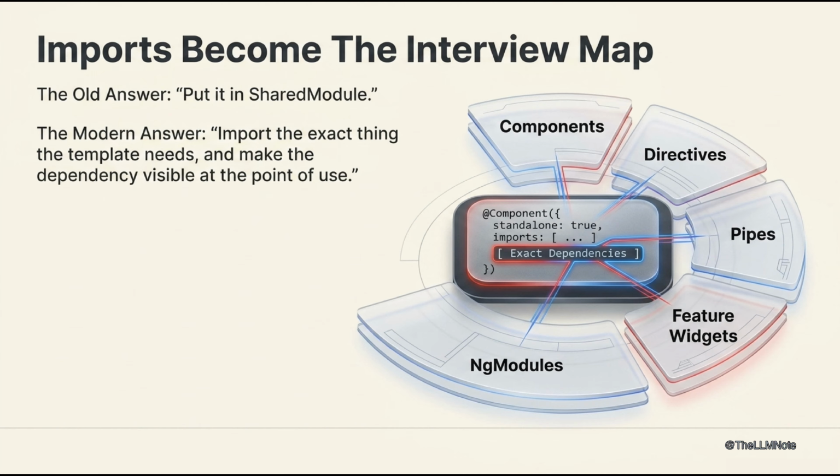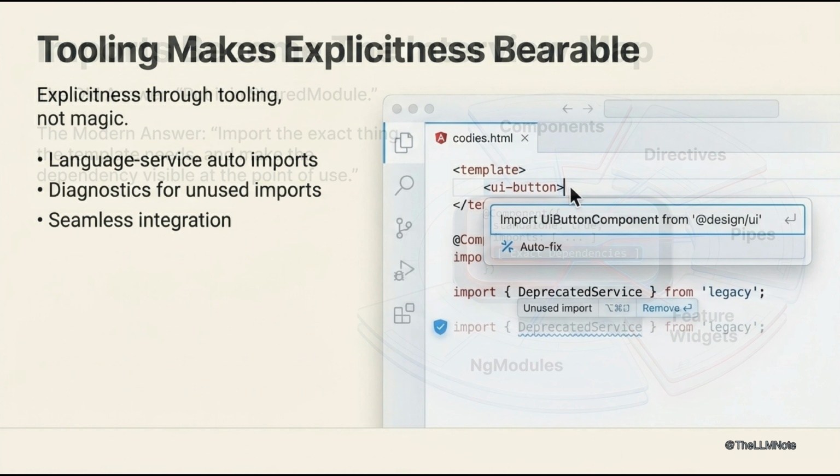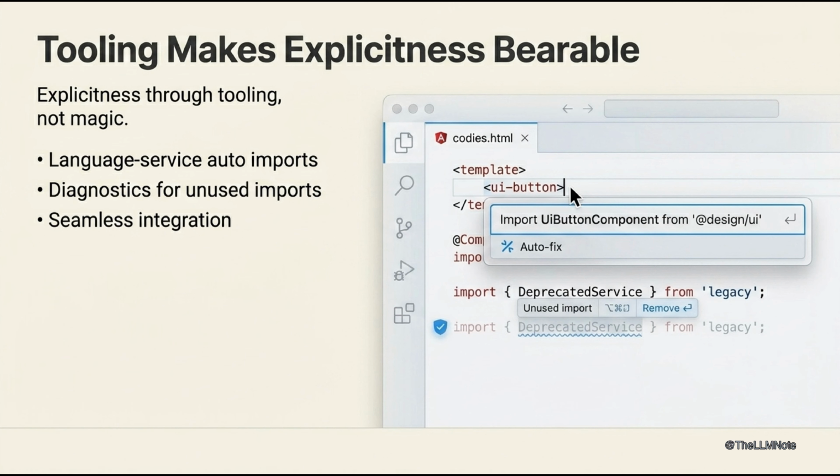Think about this for a second. Tooling makes explicitness bearable. The fear is obvious. Direct imports sound repetitive. Modern Angular answers with tooling, not magic. The Angular roadmap includes language service auto imports. This applies to components and pipes in standalone apps. It also covers NgModule-based apps. Diagnostics for unused standalone imports are included. Angular continues to improve developer experience, and this is where things get complex.